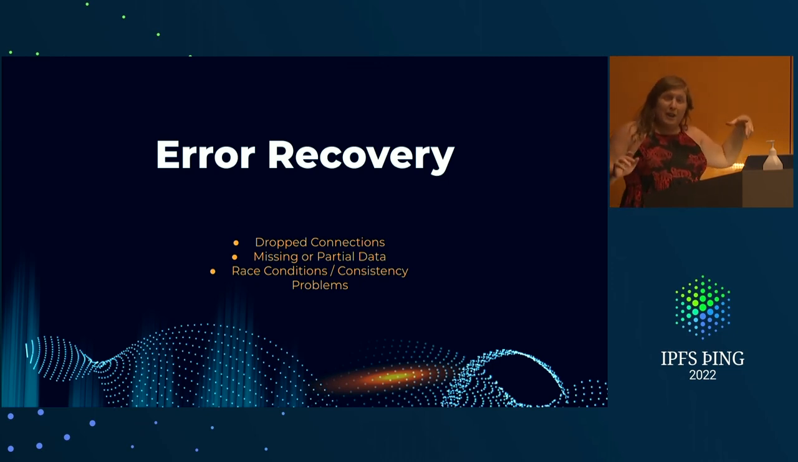Missing or partial data, right? We have these big DAGs, and a lot of people do not have all of them. How are you dealing with that? There are some problems around race conditions and data consistency. We have a little bit of an easier time with this because we are dealing with content addressed immutable data, so you have a very good indicator if you're out of date. But there's still stuff like, I requested a block and now I already got it from someone else. Do I want to try to cancel it? Is this want old? How do I not get backed up with old wants? This comes up in BitSwap sometimes.